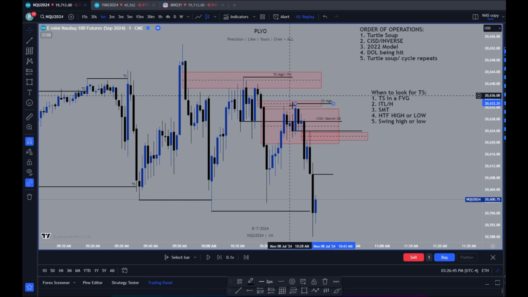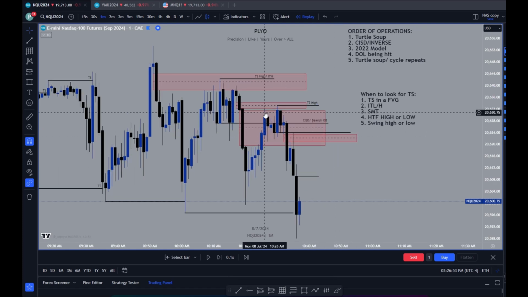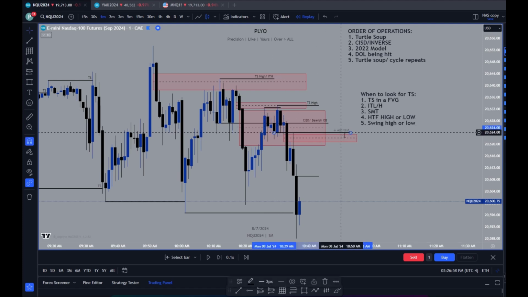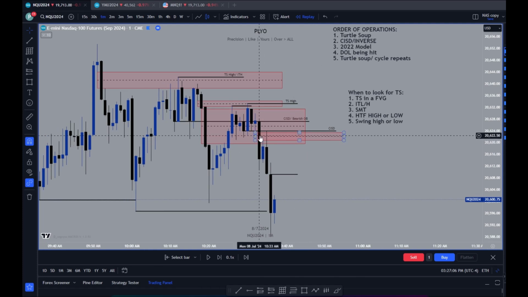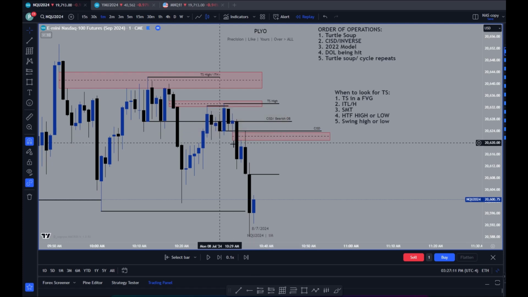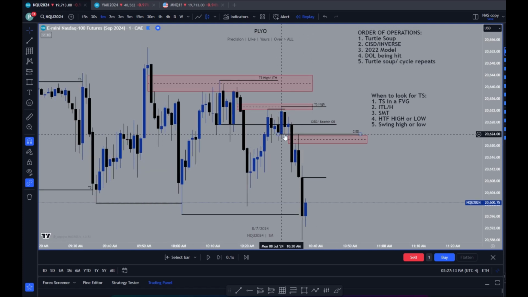So we have basically two turtle soup highs in the same direction, which is extremely high probability, right? Remember, this right here acted as a turtle soup. We've got our CISD almost in the exact same spot as the other CISD. We get an entry for all three at the same exact time. And you may be wondering, Plyo, I don't see three PD arrays here. Well, you have an OB, you have your 2022 model fair value gap, and you also have your overlapping inverse gap retest.